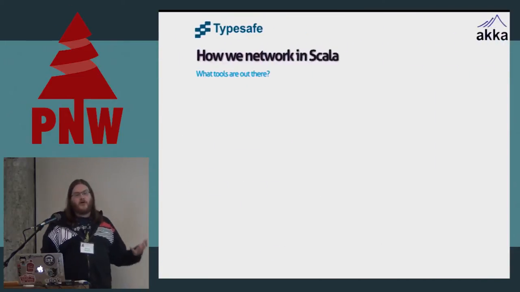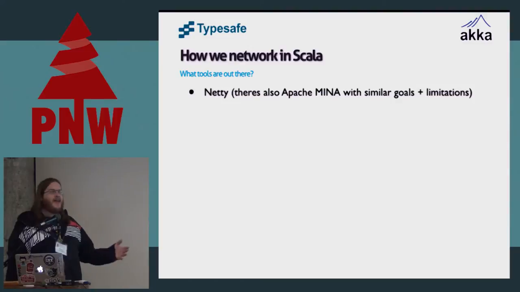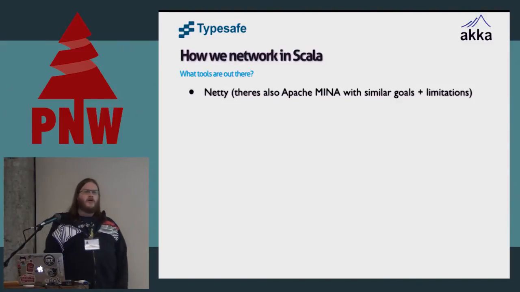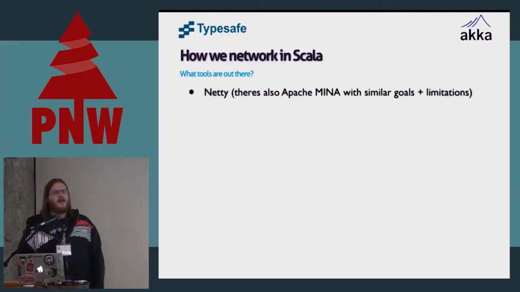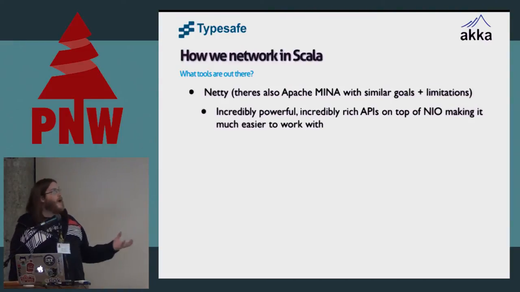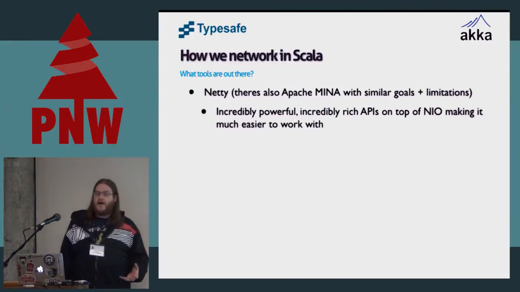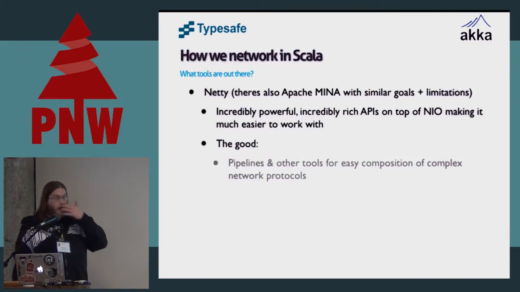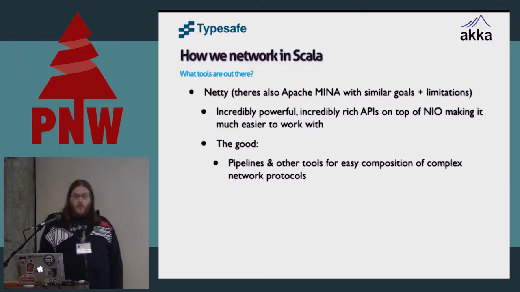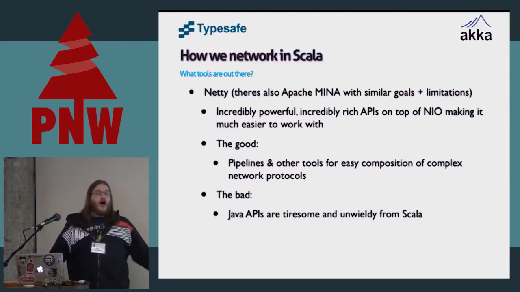The really big alternative in the JVM world is Netty. There's also Apache MINA, which not a lot of people use, but has a lot of similar goals and similar limitations to Netty. This is really powerful. It's got a lot of rich APIs. It sits on top of NIO, but it makes it easy to work with. We get pipelines and other tools, but the bad part is it's a Java API.